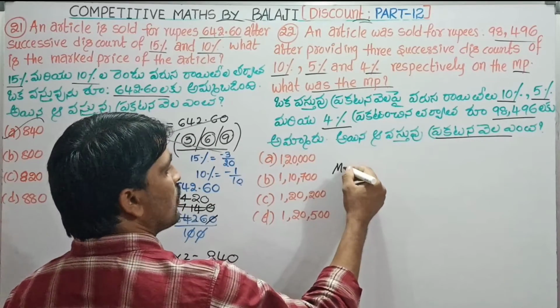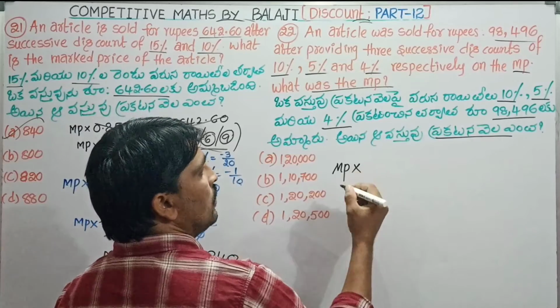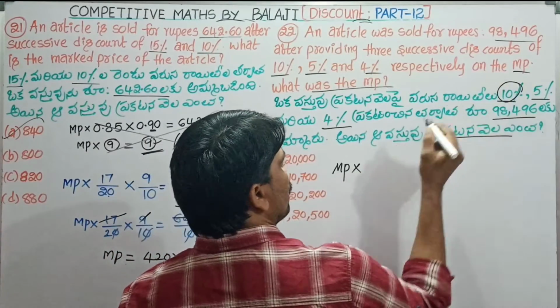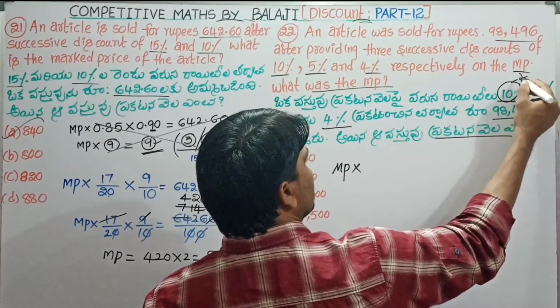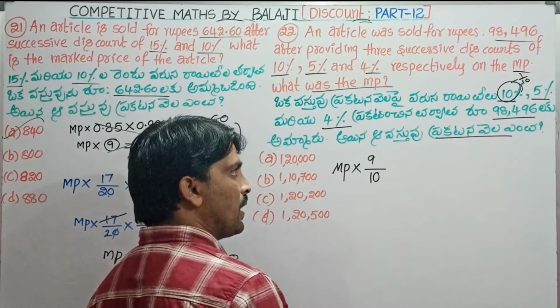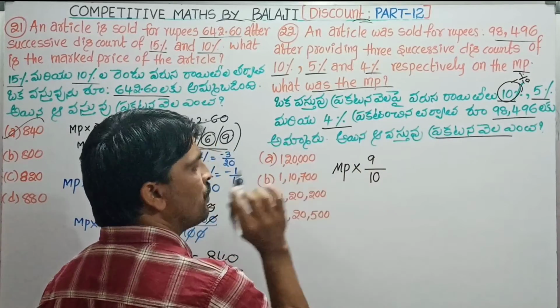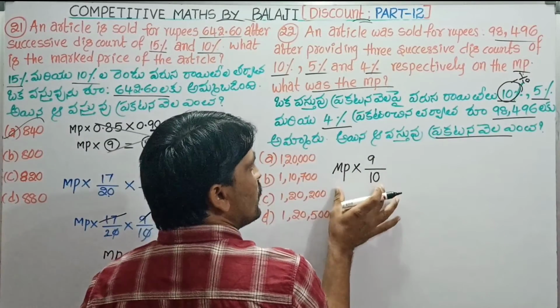Suppose we consider the market price of the article to be MP. Then we allow 10% discount. 10% fraction value is 1/10. That is, the selling price is 9/10 times of the market price. Since 1 unit is discount, the selling price is 1 less than the 10, that is 9/10 times of the market price. This is the first reduced price.